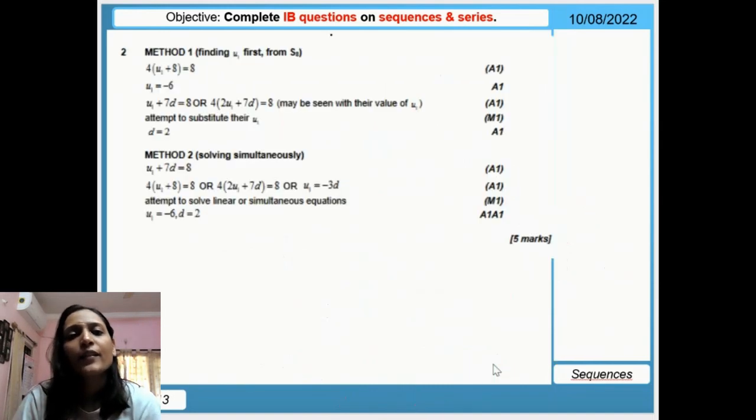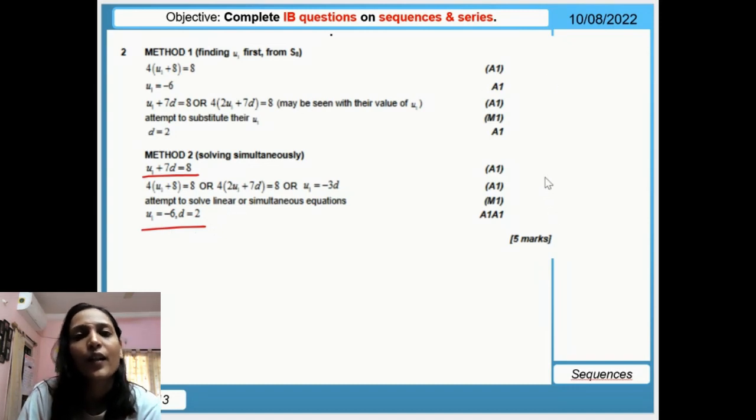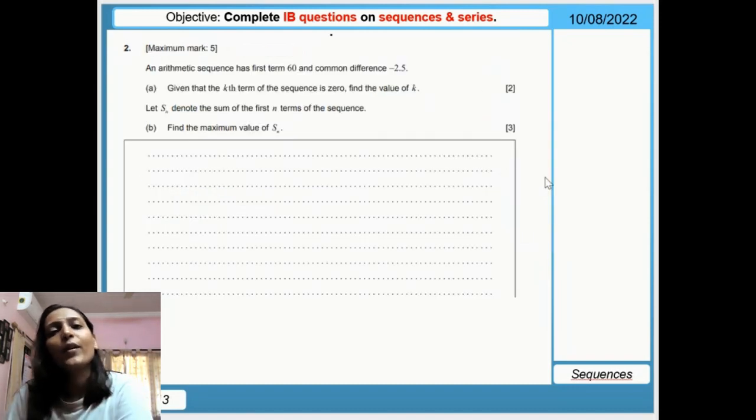Now let's take a look at the solution that they've given here. So they have also done the same steps where they have used the equation u1 plus 7d and the second equation and solved, so our answer is correct. And you can look at how this was graded over here. Let's move ahead with the next question now.